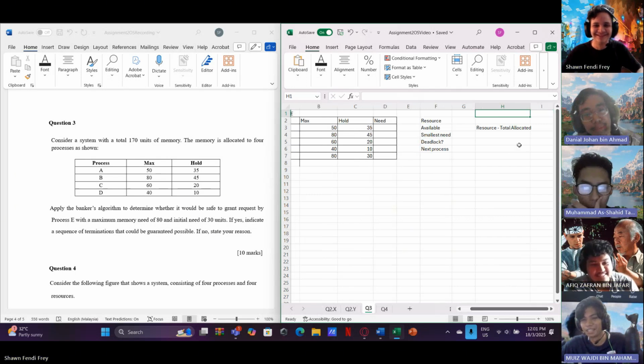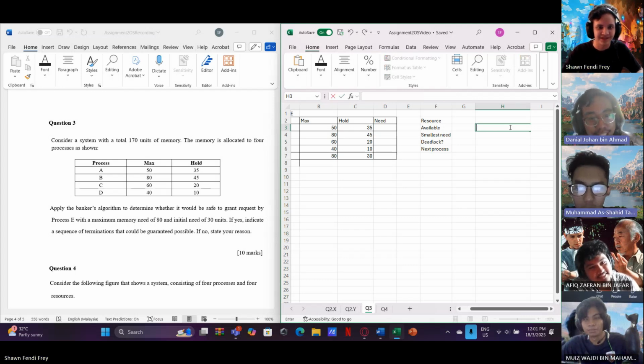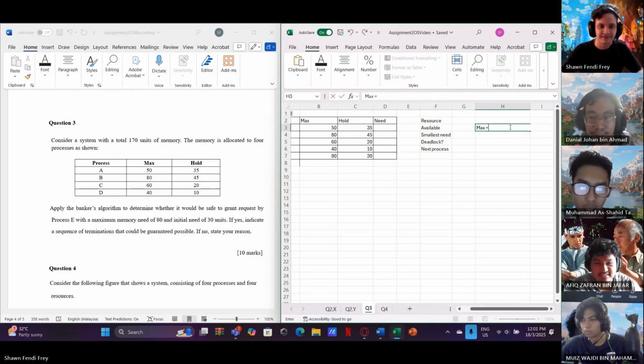First of all, we have to find the need for each of the processes, which are A, B, C, D, E. So how do you want to find need?